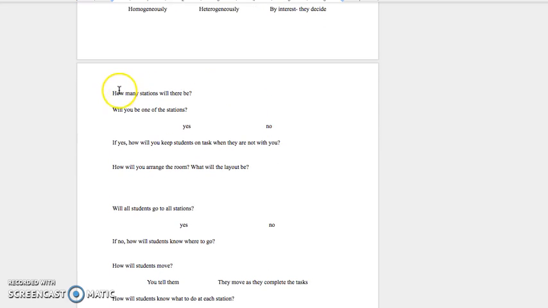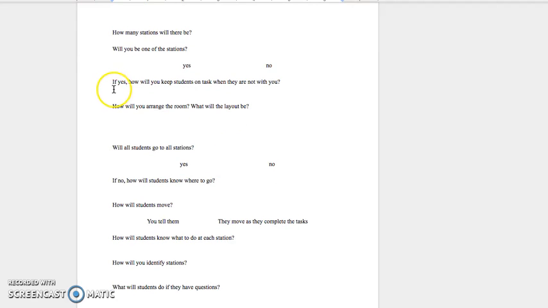It's important to consider how many stations there will be and whether or not I will be one of the stations. I usually am because I like to use the station rotation model to meet with smaller groups of students so that they can get more one-on-one attention.